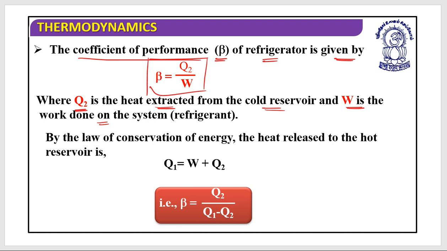By the law of conservation of energy, the heat released to the hot reservoir Q1 equals work done plus Q2, and beta equals Q2 by W. From this, the work done equals Q1 minus Q2. So beta is Q2 divided by Q1 minus Q2. I hope this is clear. Is it clear?